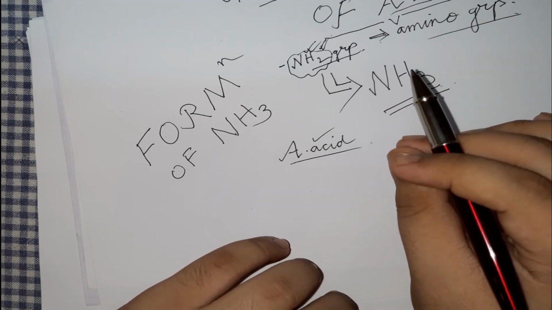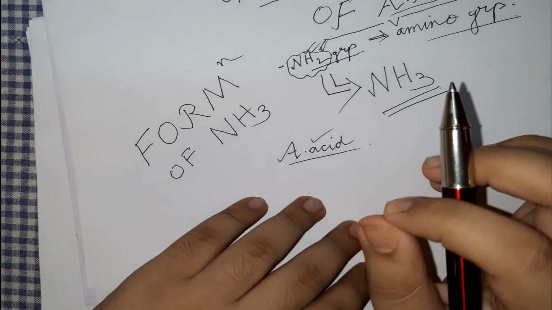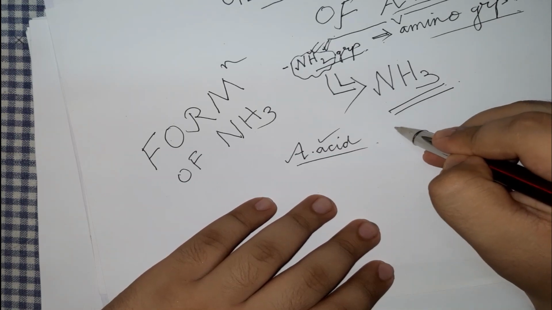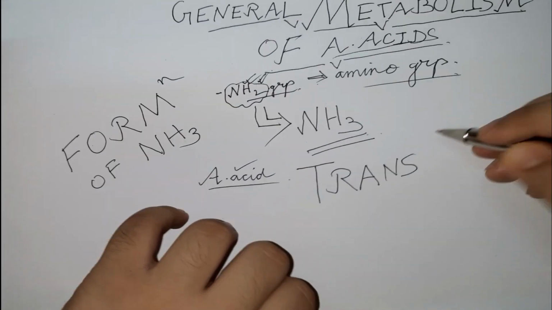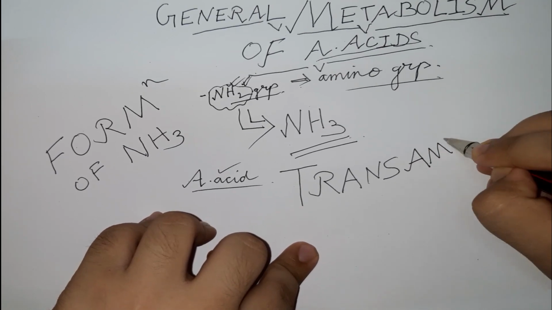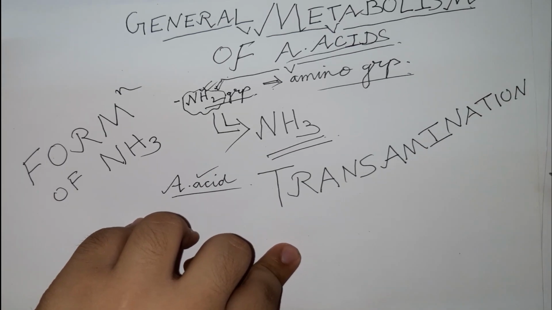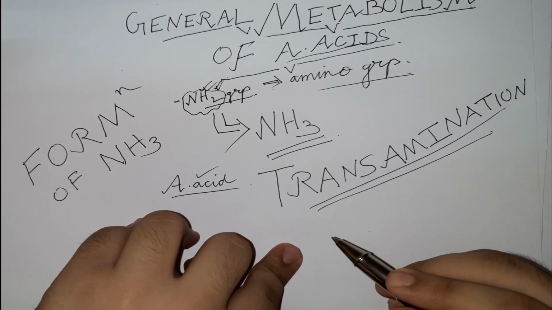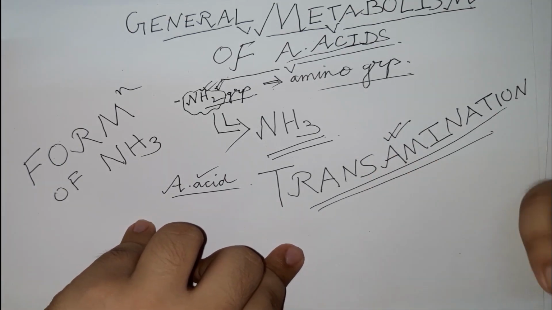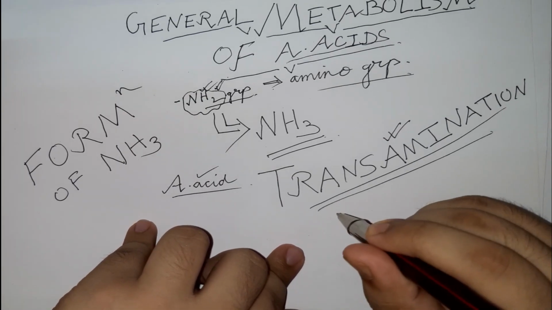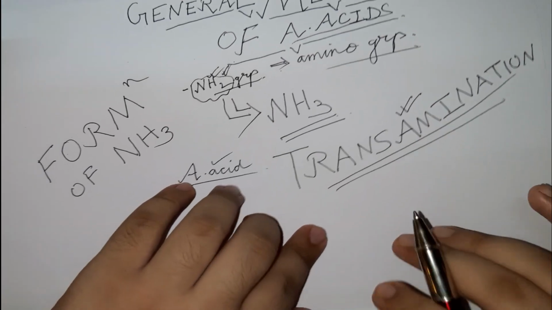Pertaining to the metabolism of amino acids, the first thing that takes place is a process that is known as transamination. This is the process that takes place with the amino acids after they have been absorbed, and this is pertaining to the metabolism of amino acids. What is transamination? Let's talk about that.